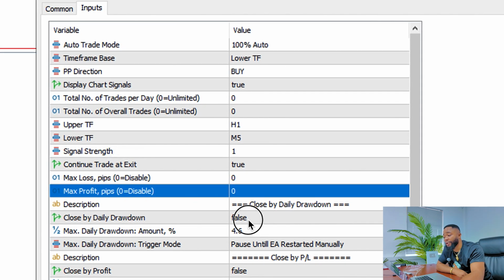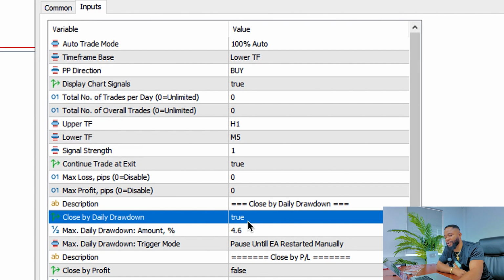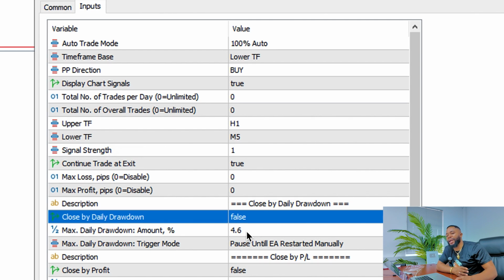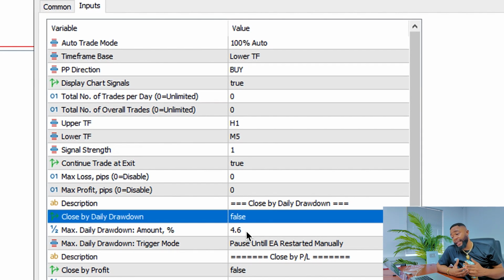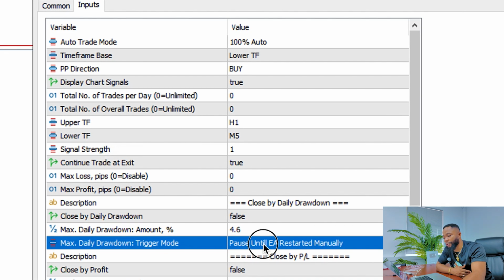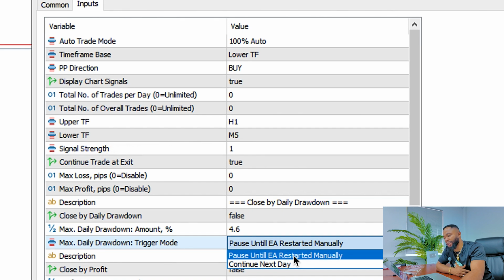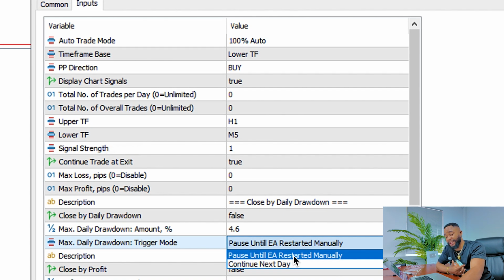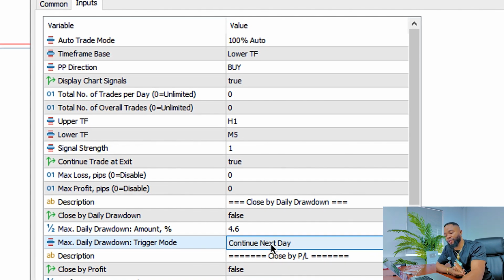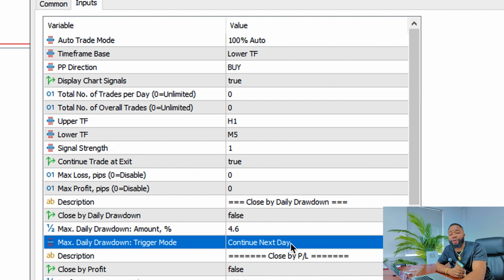Then Pro Firm trading, you can see close by daily drawdown. If I put here 4.6 and I turn this one from false to true, it means I'm telling the robot that, okay, if the market doesn't go my way that day and I lost 4.6% of my account, stop trading until, you see, you can switch this one until continue next day, or the robot should just stop trading until whenever you want it to start trading again. But in most cases, I just used to put it on continue next day. Meaning if I hit 4.6% of my account, the robot is going to stop trading for that day and wait for the next day and then continue trading the next day.